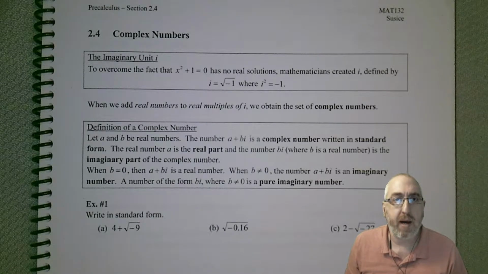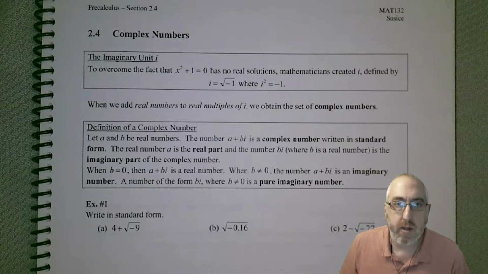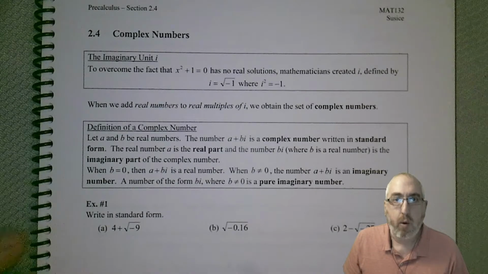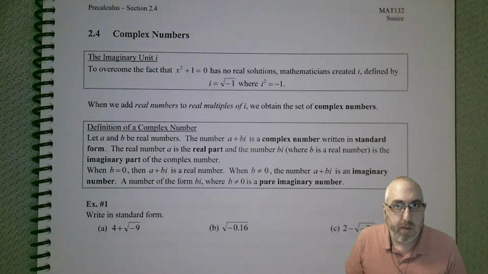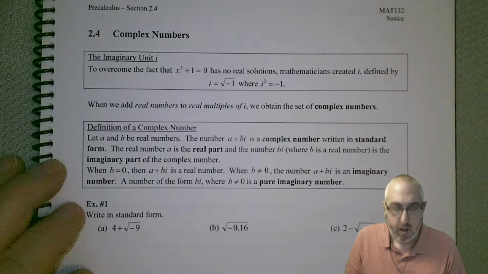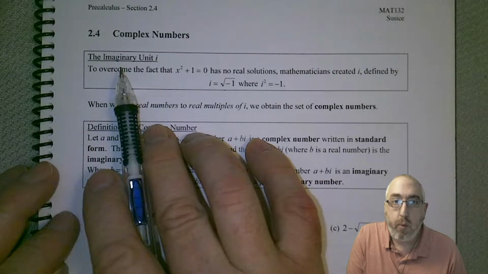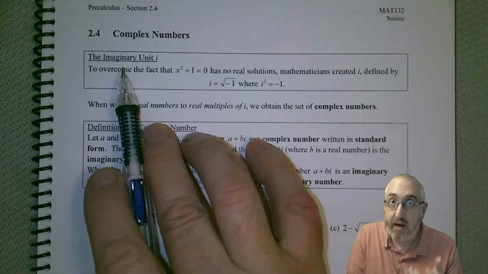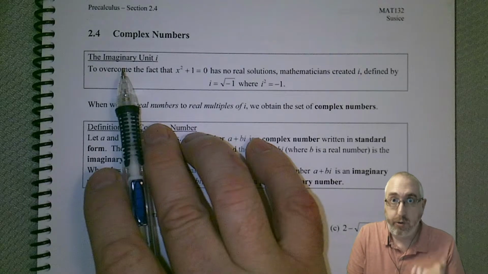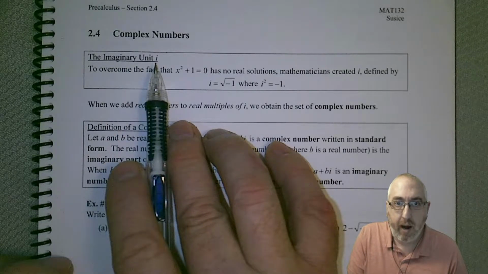Alrighty, welcome back. We are now going to get into section 2.4 for pre-calculus, and this is all about complex numbers. Hopefully you have a little bit of recollection about this, but if not, this will hopefully get you caught up. So the first thing we've got to do when we're talking about complex numbers is define what an imaginary unit is. Our imaginary unit is called i.